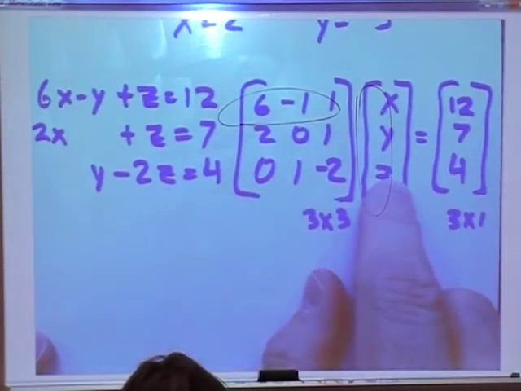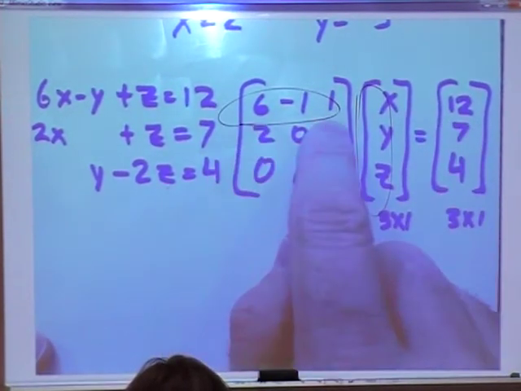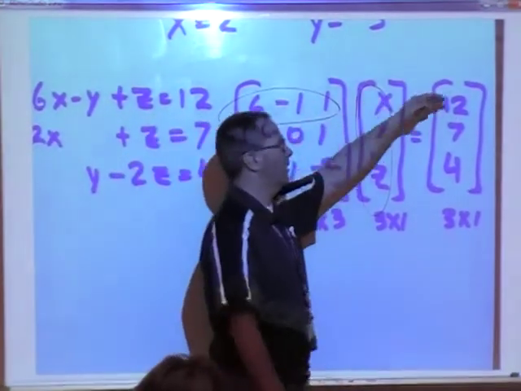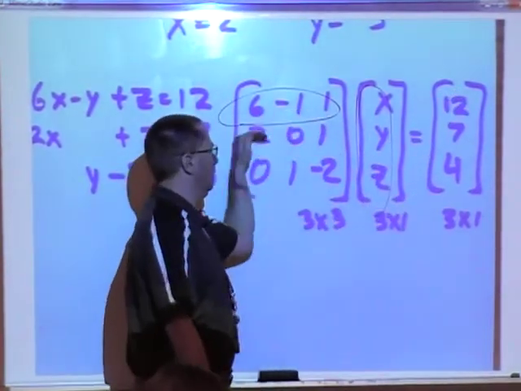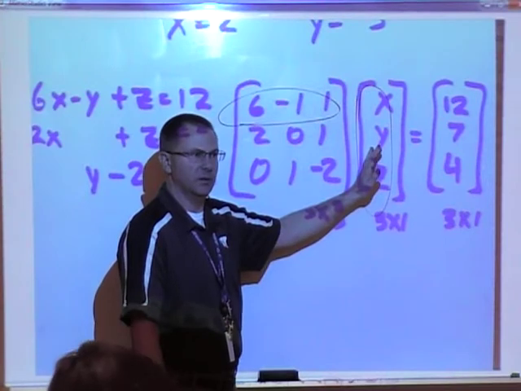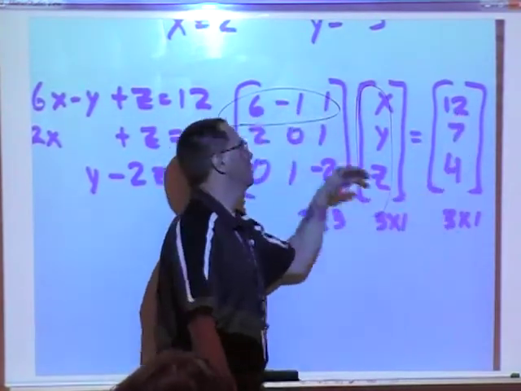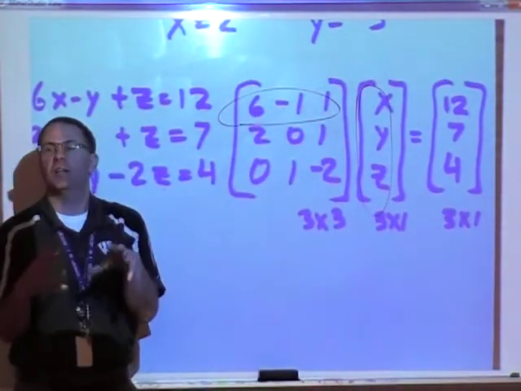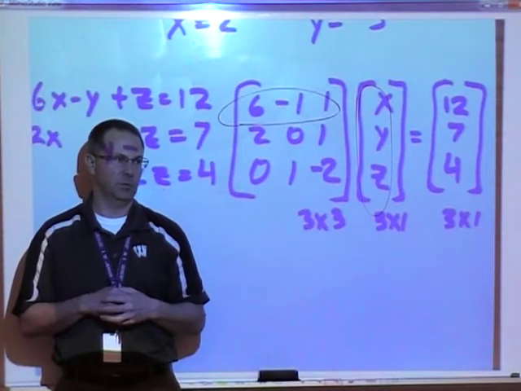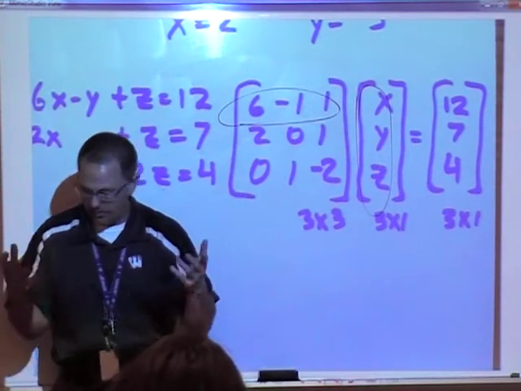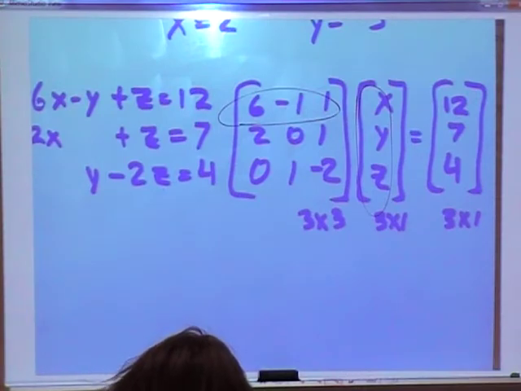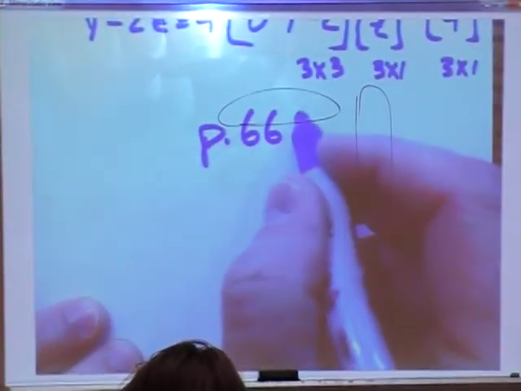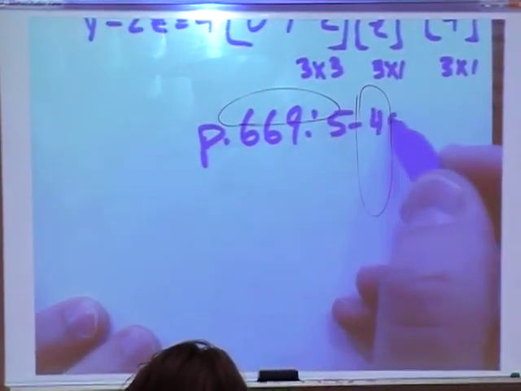This row times that column is going to give me one entry. Row 1, column 1 is going to give me row 1, column 1 answer. Row 2 times column 1 is going to give me row 2, column 1's answer. Row 3 times column 1 is row 3, column 1's answer. So this, we're setting up algebraic expressions with matrices at this point. Okay? Alright. So your assignment, should you choose to do it, page 669, 5 to 45 odds.